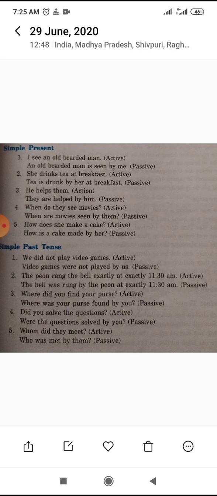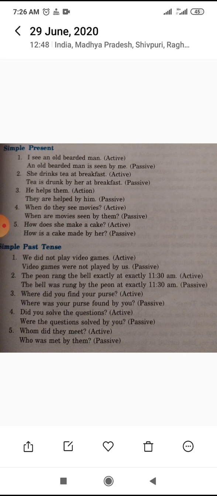The peon rang the bell exactly at 11:30 a.m. This is the active voice, while the passive voice is: the bell was rung by the peon exactly at 11:30 a.m.